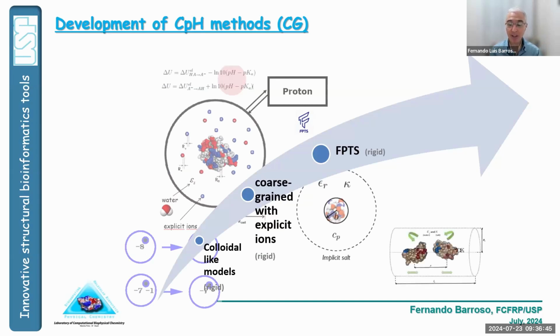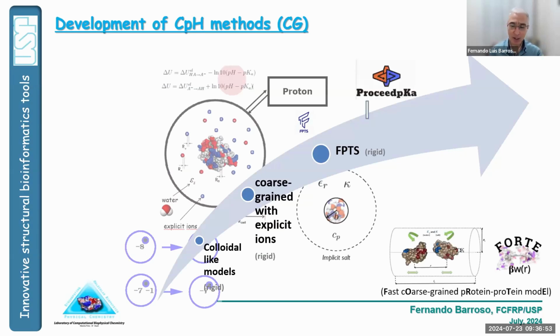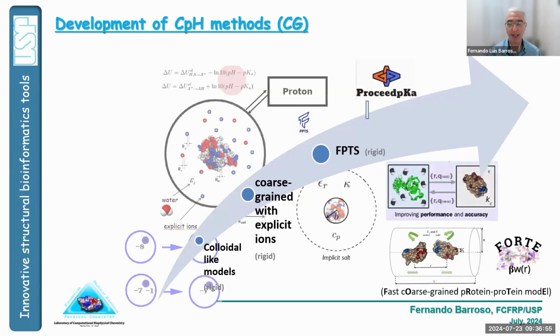We have applied it for protein-protein interactions, for instance. That's where we have our fast coarse-grained protein-protein model. And I mean, a combination of such things as ProCD-pKa, and also trying to couple to molecular dynamics in what we call PEP6, where we have a coupling between titration and conformational changes. And we keep going in all the directions.